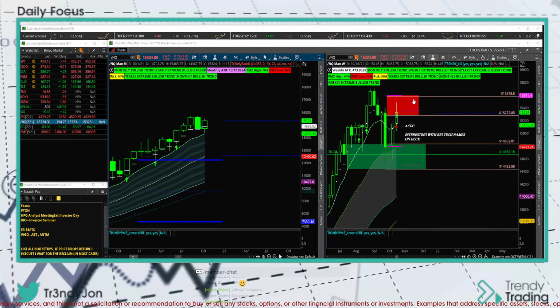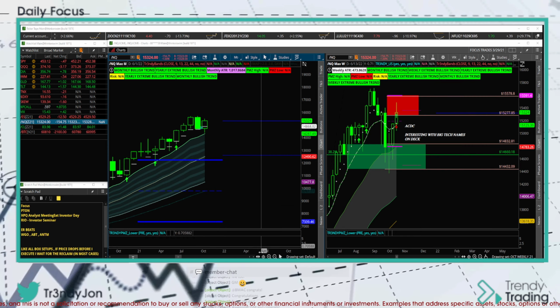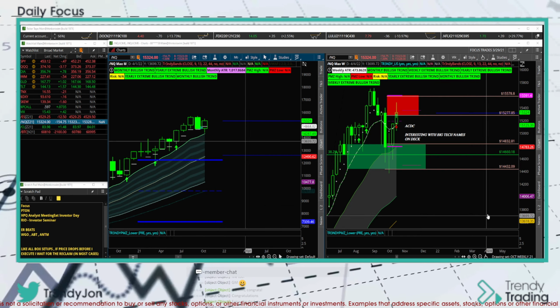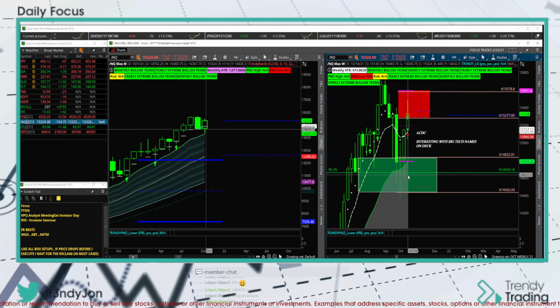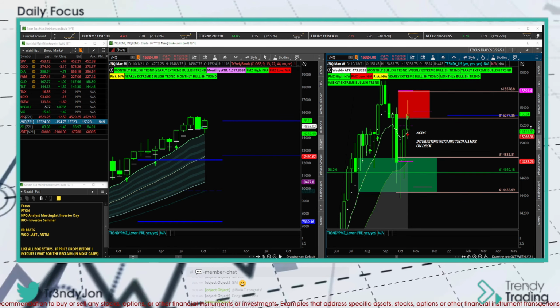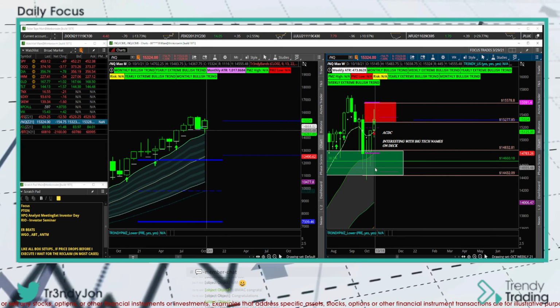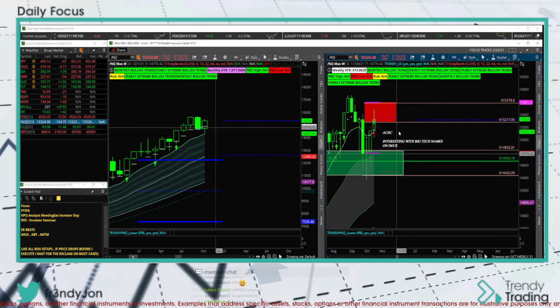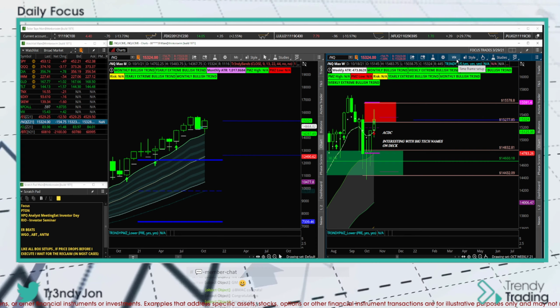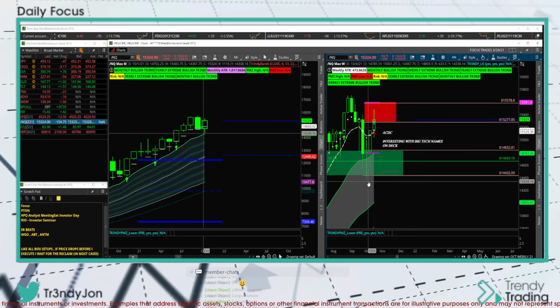All right, let me check one thing. Here we go. October weekly. We want to make sure. Here we are on the right hand side. Now we have moved from the green box to the red box. For anybody that might be questioning this, what we do is we commit to the candle. So if this is a weekly candle, which it is, you have to wait until the weekly candle closes.